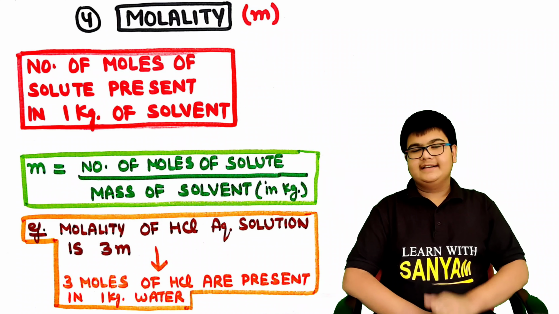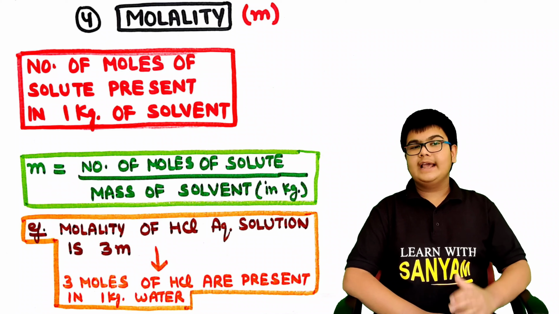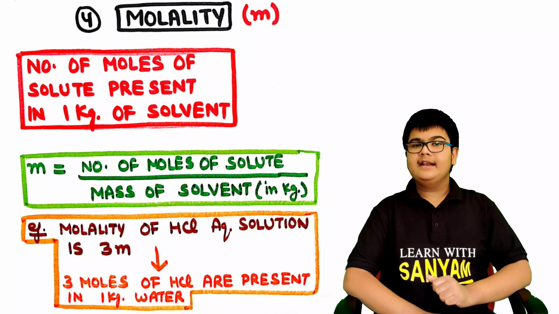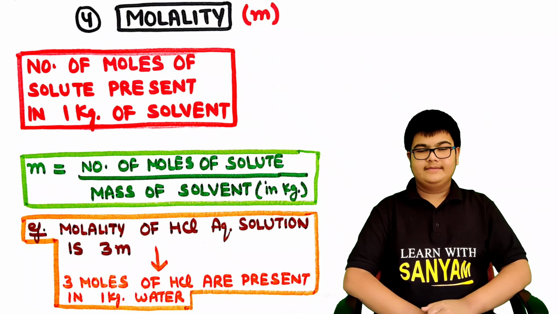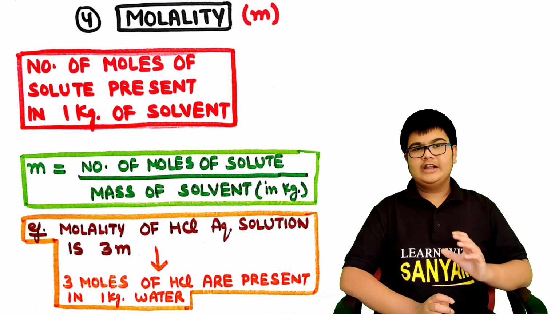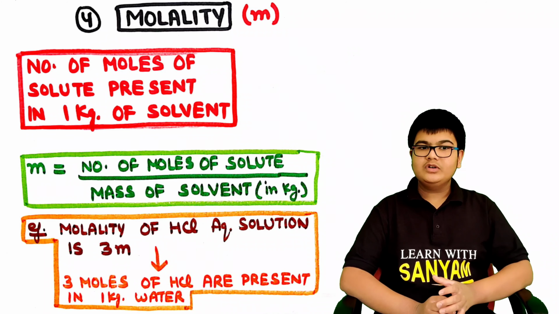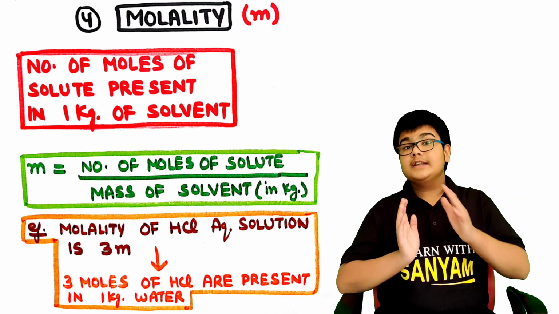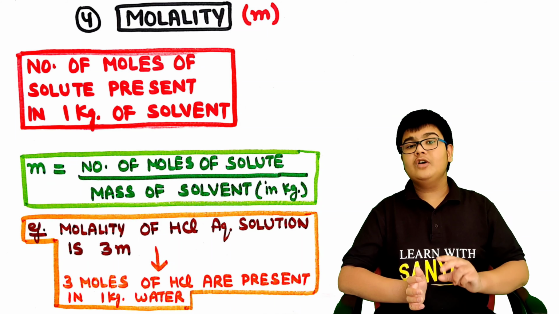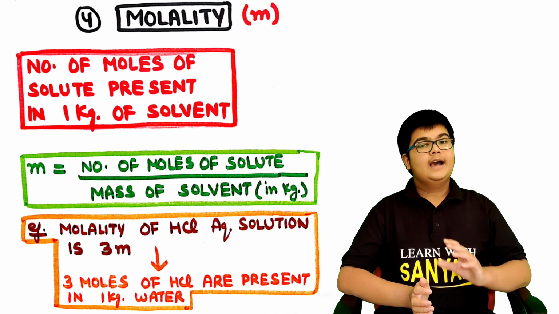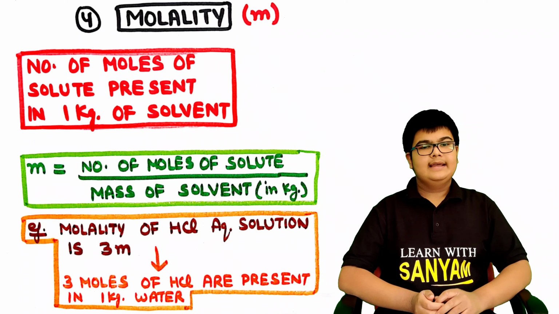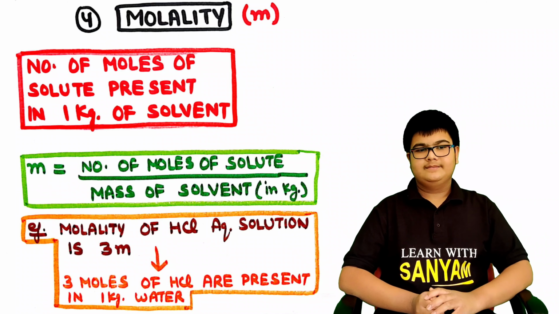Fourth, molality, denoted by small m. Molality is the number of moles of solute present in 1 kg of solvent. So it is slightly different from molarity. Molarity means the number of moles of solute present in 1 liter of solution. But in molality, we have the number of moles of solute present in 1 kg of solvent. So the formula of molality becomes number of moles of solute divided by mass of solvent in kg.